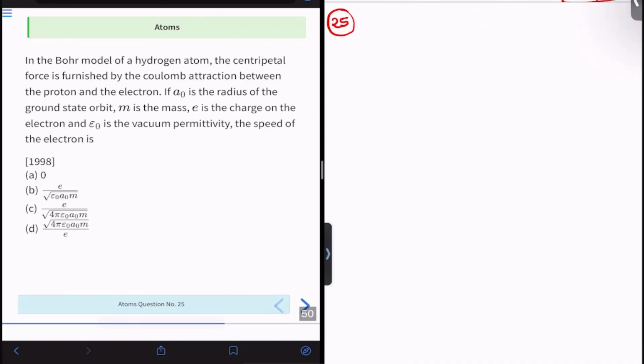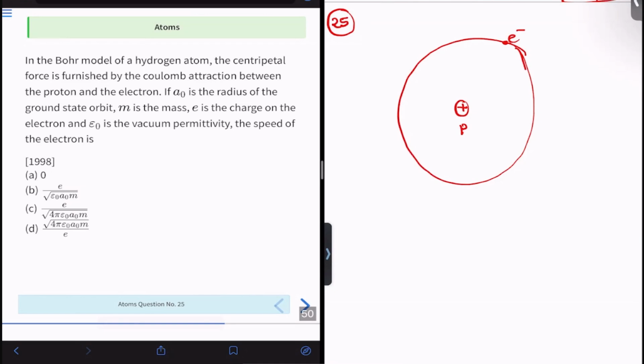Question number 25 says, in a Bohr model of hydrogen atom, the centripetal force is furnished by the Coulomb attraction between the proton and electron. Okay, so I'll draw a hydrogen atom according to Bohr. This is the proton and this is the electron. What it is saying, the centripetal force is furnished by the Coulomb attraction between the proton and electron.